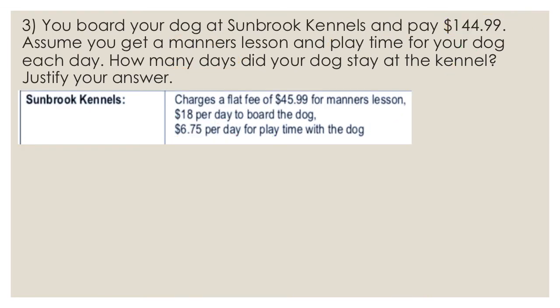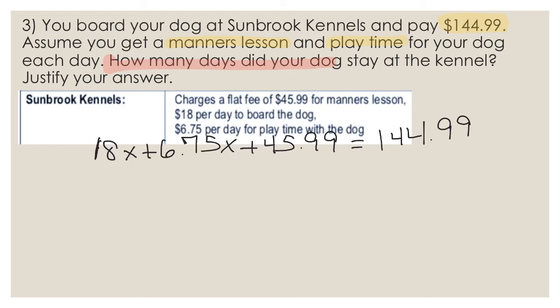So one more question. Now we're at Sunbrook Kennels, and we're going to do the same thing. We end up paying $144.99. We pay for our manners lessons and our playtime. How many days did your dog stay at the kennel? So, this time pause this and try to write your equation. You should have gotten this equation: 18x plus 6.75x plus 45.99 equals 144.99.